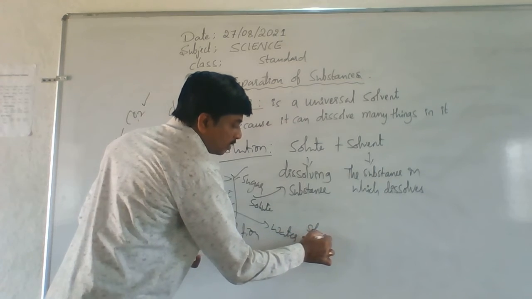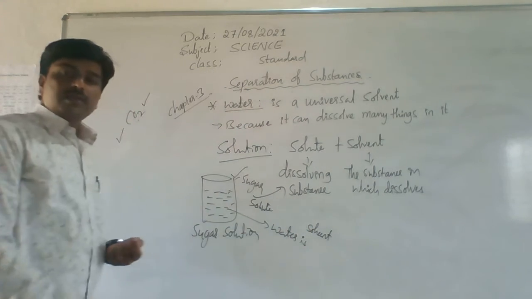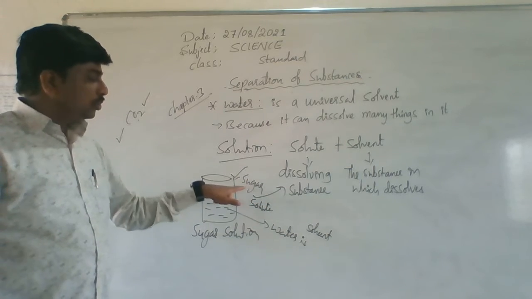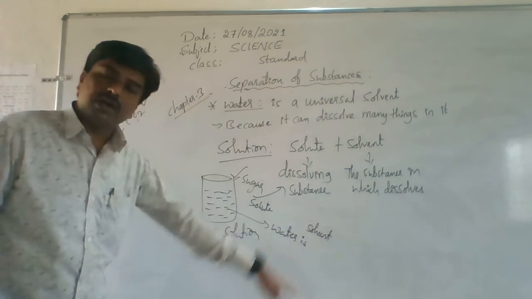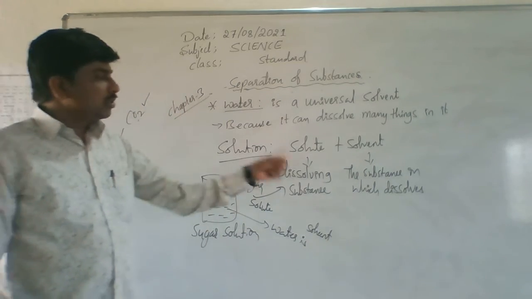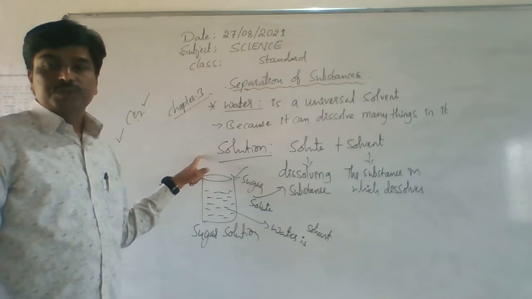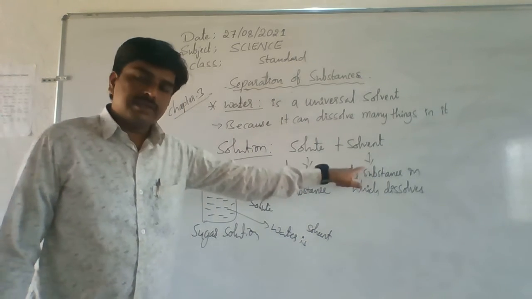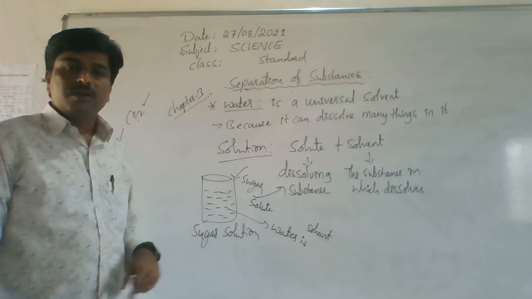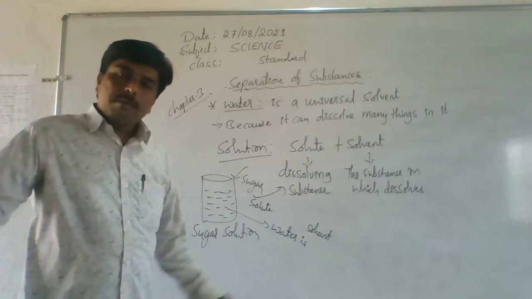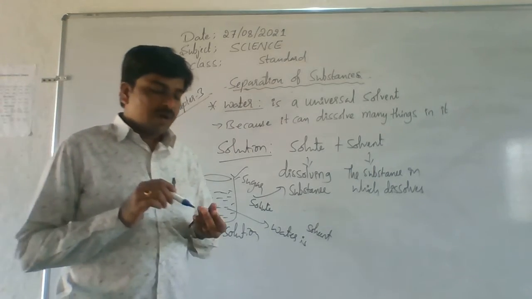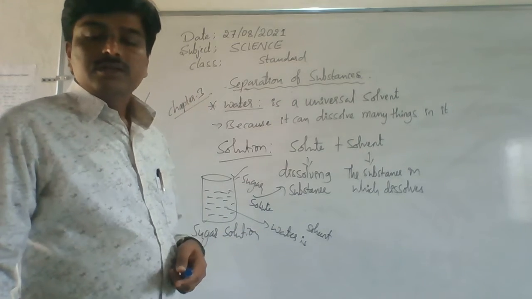Here water is the solvent. Yes, sir. So the dissolving substance, here we are dissolving what? Sugar in water. So sugar is called solute. Water is called solvent. So hence we say a mixture of solute and solvent is called solution. And remember, water is called a universal solvent because it can dissolve many things in it.